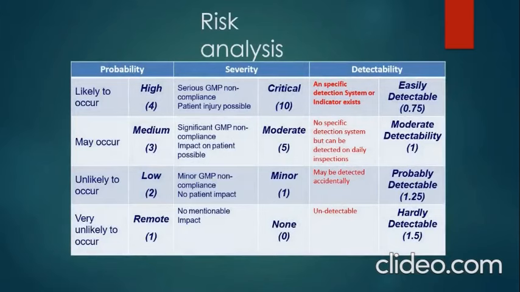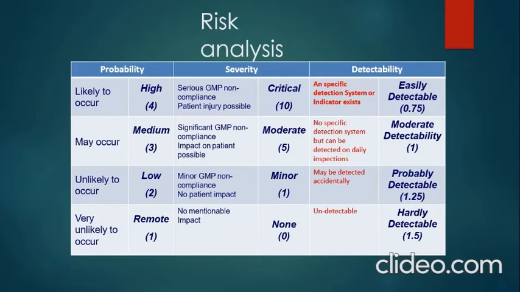In risk analysis, there are 3 important parts we need to know: the probability, severity, and detectability. In probability, if the problem is likely to occur, then it's high, and the point will be 4. If the problem may occur, it is medium. If unlikely to occur, then it is low. And finally, if the problem is very unlikely to occur, then it is remote.